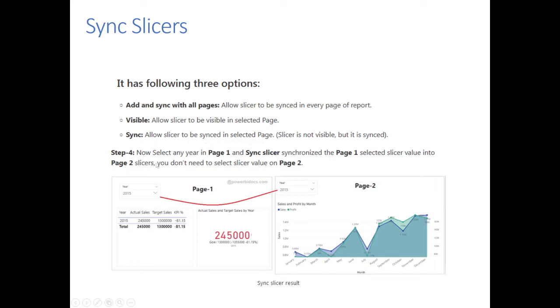So step 4, now select any year in page 1. So select any year here in page 1. And then that year will also be automatically selected in the slicer for page 2. So the slicers are now in sync.